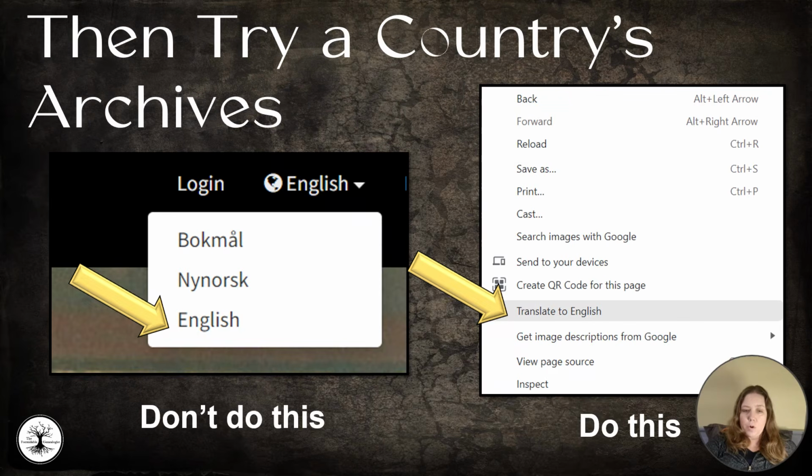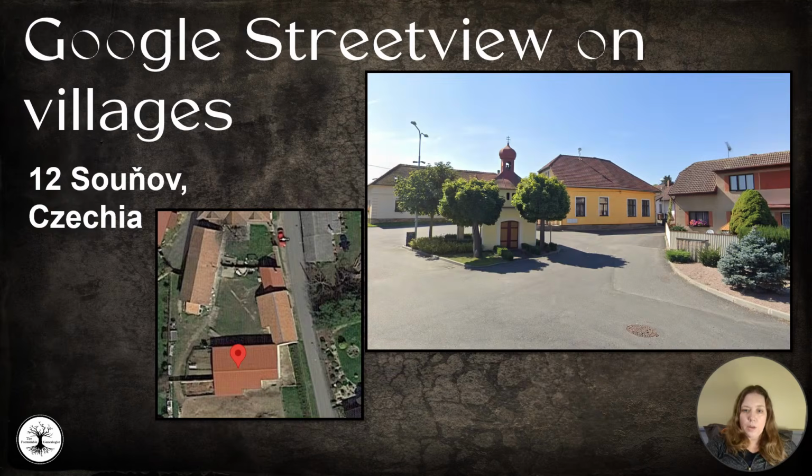If you are going out to a country's archive page, like the Norwegian archives, instead of clicking on the language thing and switching to English, I recommend you just translate the page, because you'll often get a lot more information if you just right click in your browser and translate to English than the very abbreviated page that was only written in English for people to visit. This is going to translate what's written in their native tongue.